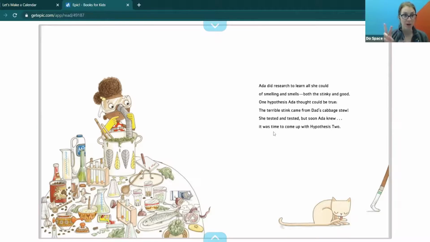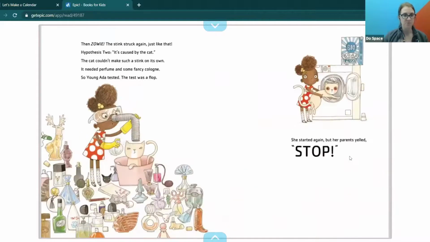Do you remember what a hypothesis was? It was a guess, right? So her guess was that the smell was coming from a really stinky stew made of cabbage that her dad was making. And she did experiments and she tested and she found out, nope, that was not the source. That's not where the stinky smell was coming from. So she was going to make another hypothesis, another guess. So let's see what her guess or hypothesis number 2 is.